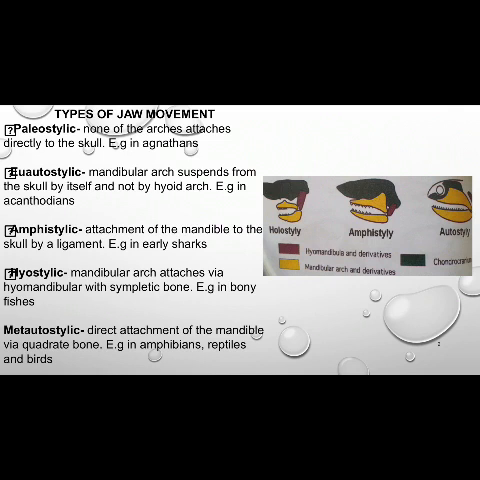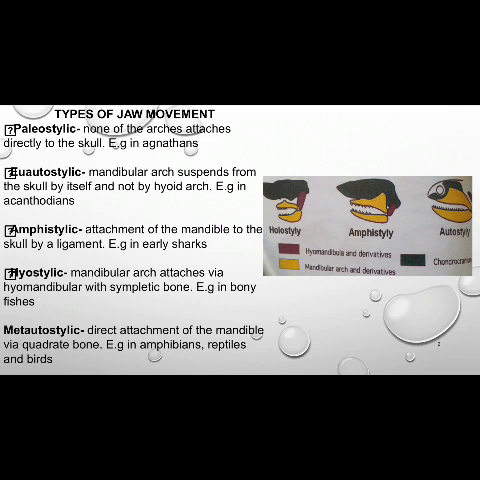Now, what are the types of jaw movements that you see in vertebrates? What do you mean when you say a vertebrate is paleostylic? It means none of the arches attaches directly to the skull. The agnathans are paleostylic. When you look at the arches, none attaches directly to the skull. It's as if they don't have a jaw bone, because it doesn't attach directly to the skull.